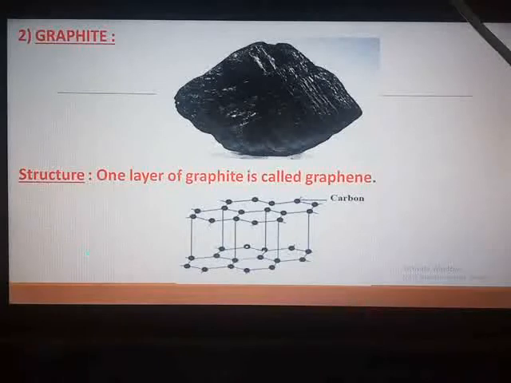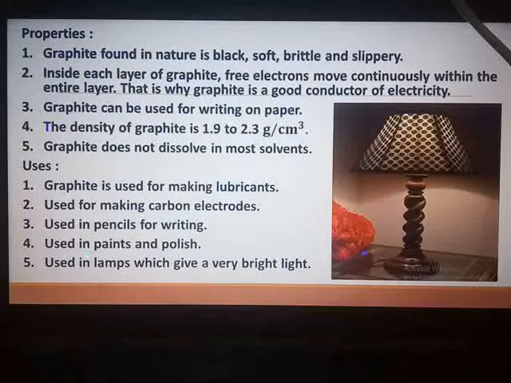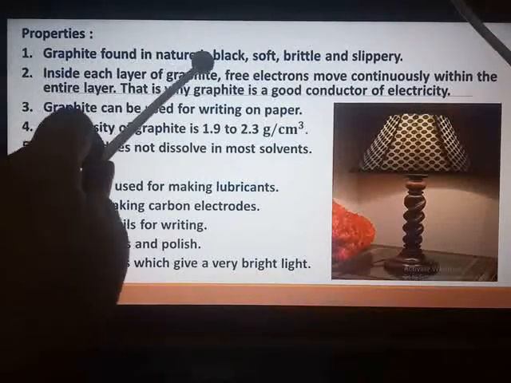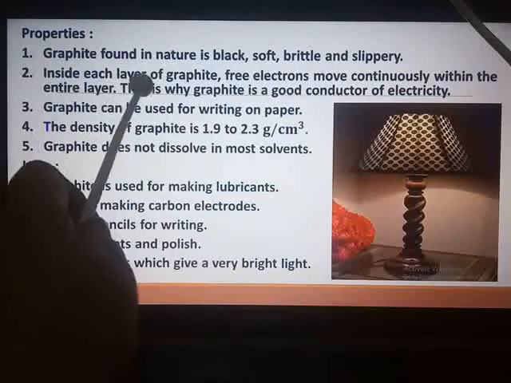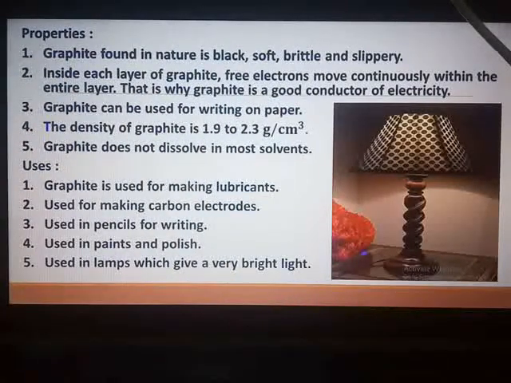The properties of graphite are very much contradictory to the properties of diamond. Diamond is hard, it has a shine, whereas graphite is black, soft, brittle and slippery. Diamond is a bad conductor of electricity, whereas inside each layer of graphite, free electrons move continuously, making graphite a good conductor of electricity. Graphite can be used for writing on paper, whereas diamond is used for making ornaments.